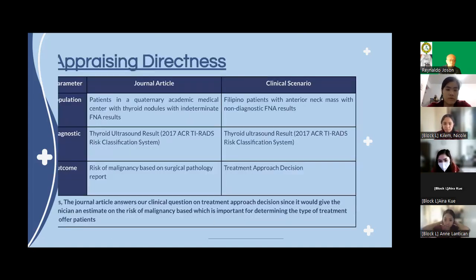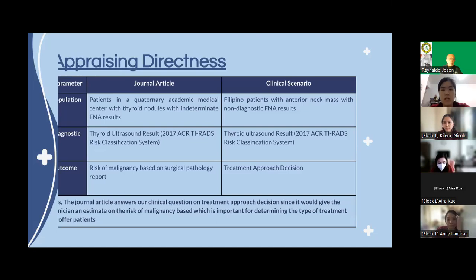So for the appraisal of the study, now we go on to the journal appraisal. For appraising directness, we are going to compare the journal article with our clinical scenario. Based upon the population, the journal article mainly comprises patients in a quaternary academic medical center with thyroid nodules yielding indeterminate FNA results, while our patient is Filipino with an anterior neck mass that yielded a non-diagnostic FNA result.